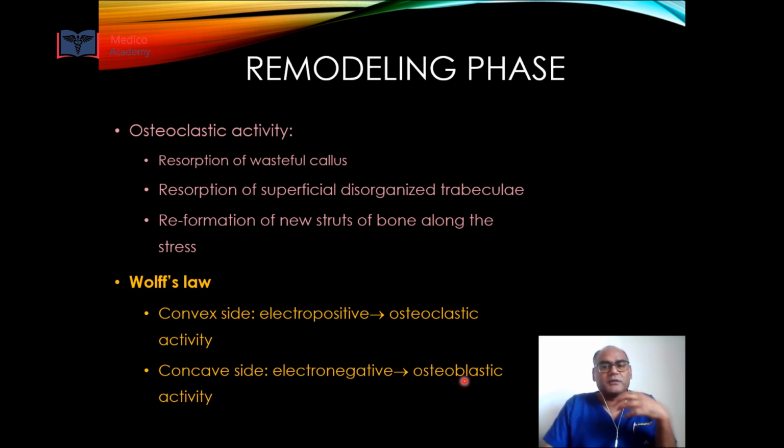This is how Wolff's law, by altering the bone structure, by bending the bone, would lead to resorption of the bone on the electropositive side, whereas deposition of bone on the electronegative side. That is how the new trabeculae will be formed here, and the trabeculae will get resolved from the electropositive or the convex side.